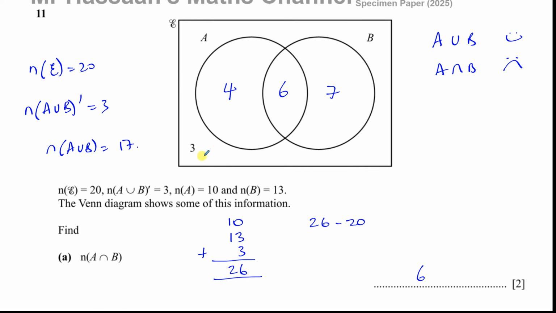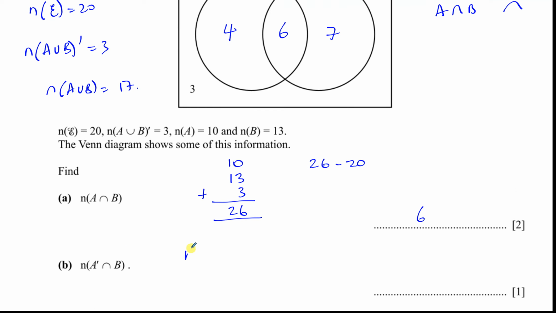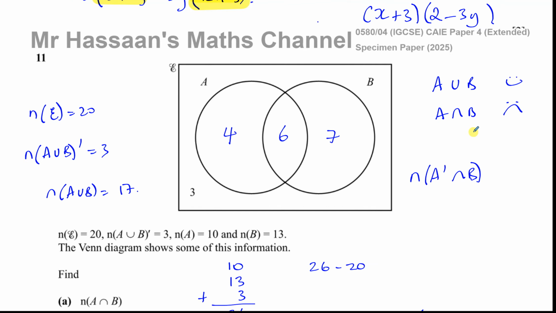Okay, so we've filled in all those numbers because that's going to help us answer any question that we get. Now it says the number in A complement intersection B. I'll just write it there so we can see the diagram clearly.